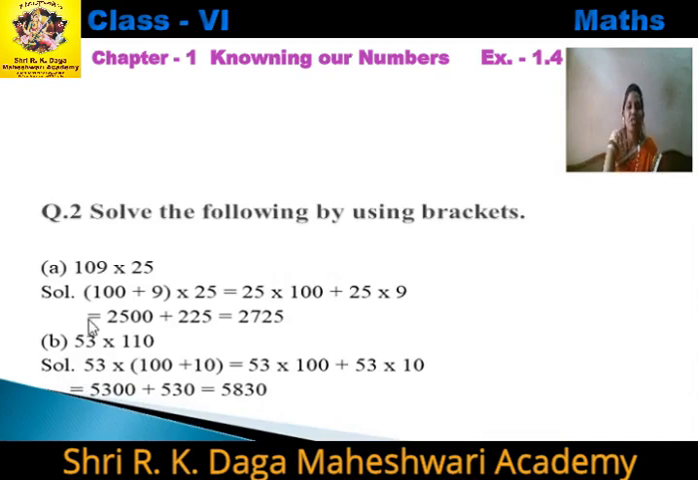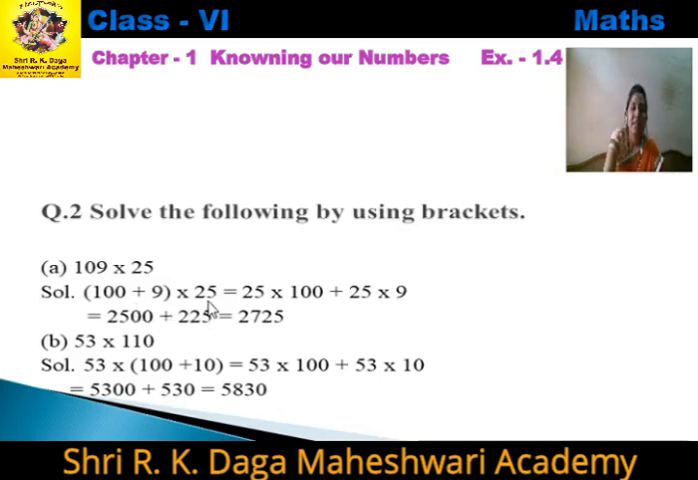Now second question of this exercise is: solve the following by using brackets. Again you have given some numbers. First you have to write these numbers in brackets, and after that you have to solve the problems. So first is 109 into 25. Now this 109 can be written as 100 plus 9. So we will write this as 100 plus 9 into 25.